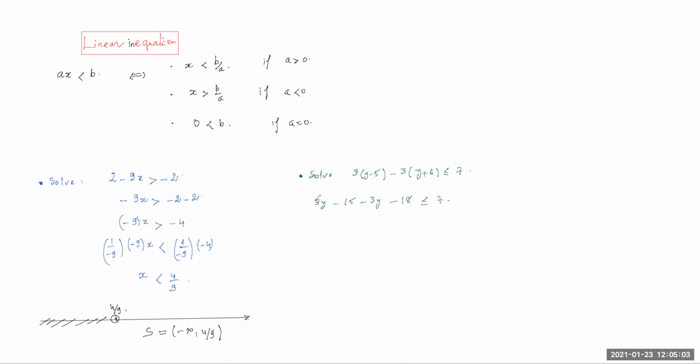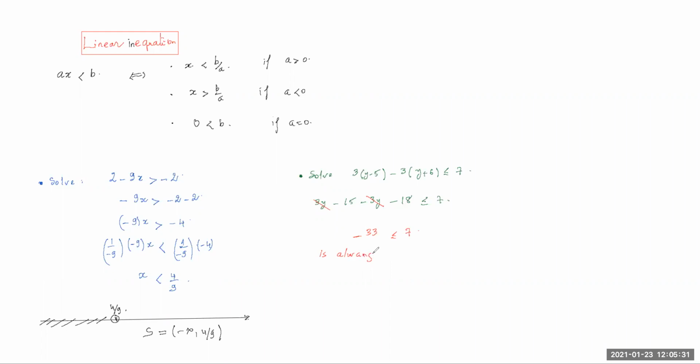I see that I can cancel these two terms. They cancel. So finally, I can obtain, or even without computing, I see that I have minus 33 less than 7. This statement is always true.